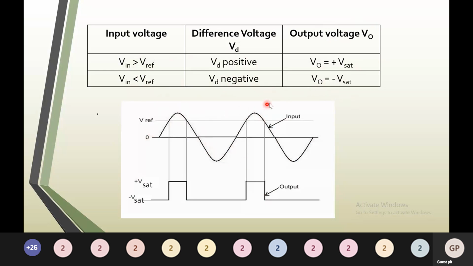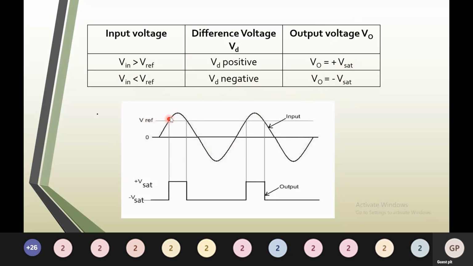Verify the graph. This is the input signal, and this is a constant DC reference voltage, and the input signal and this reference voltage are compared. My input starts from 0, and the reference voltage is somewhere here. Initially my input will be less than the reference, so the output will be minus VSAT. That is what this minus VSAT is. Once my input crosses the reference, that is, when it is higher than my reference voltage, the output is plus VSAT. That's why the output comes as plus VSAT.